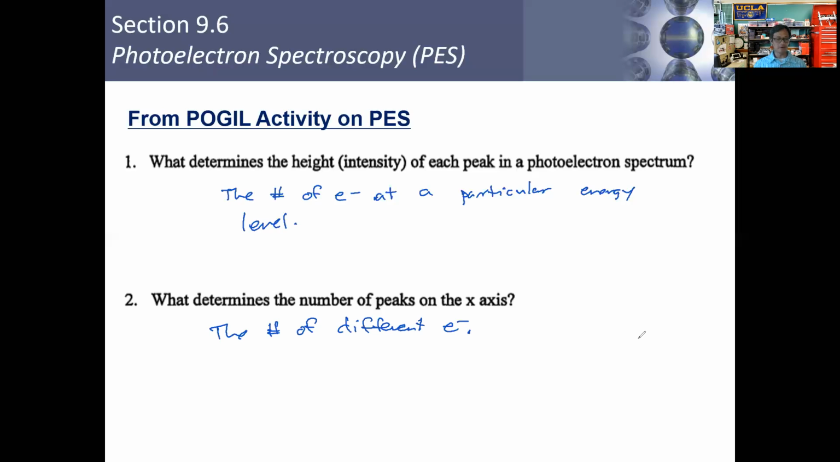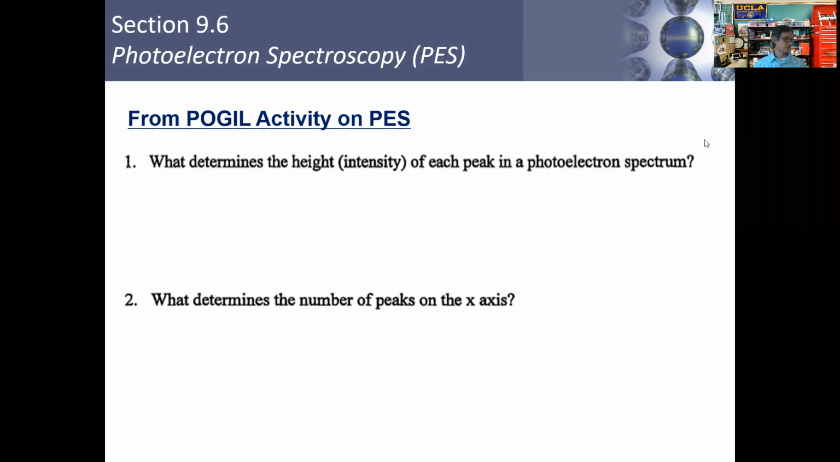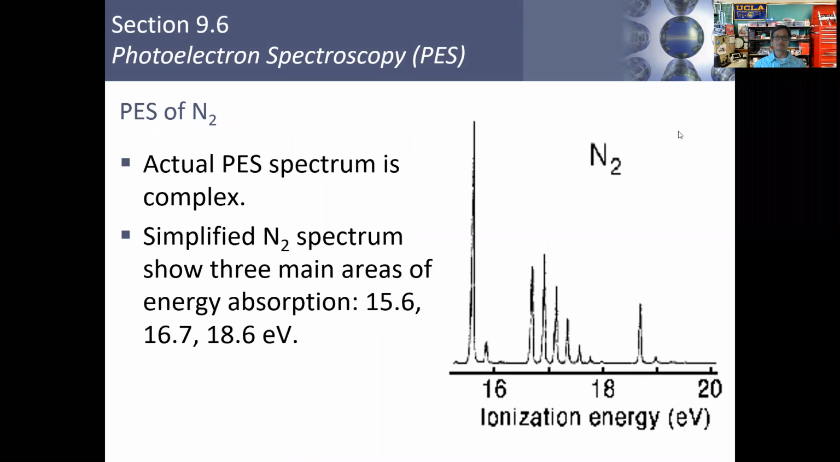So we have support now for the electron configurations that we've come up with, for example, for the molecules that we worked with, or for the atoms that we learned about. This is a very powerful tool that we can use to help us confirm what we said about the electron configurations themselves. Let me give you an actual photoelectron spectrum of nitrogen.